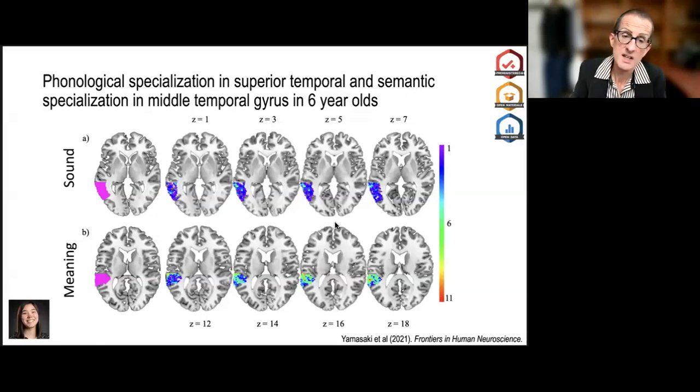We do have some data looking at whether early specialization is related to later achievement. This is data that we pre-registered looking at phonological versus semantic specialization. As you'd expect for the sound task, we see evidence for phonological specialization in the superior temporal. We see evidence for semantic specialization in the middle temporal, but the real goal was to see whether these early differences in specialization predict later achievement.